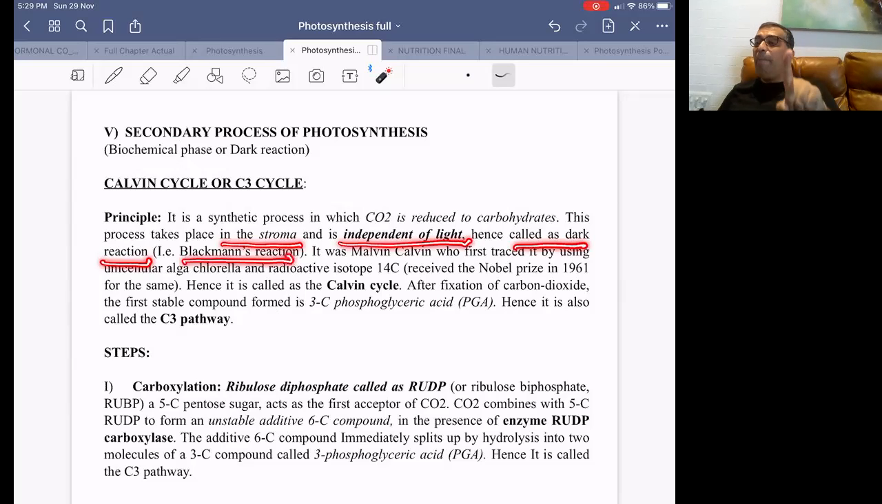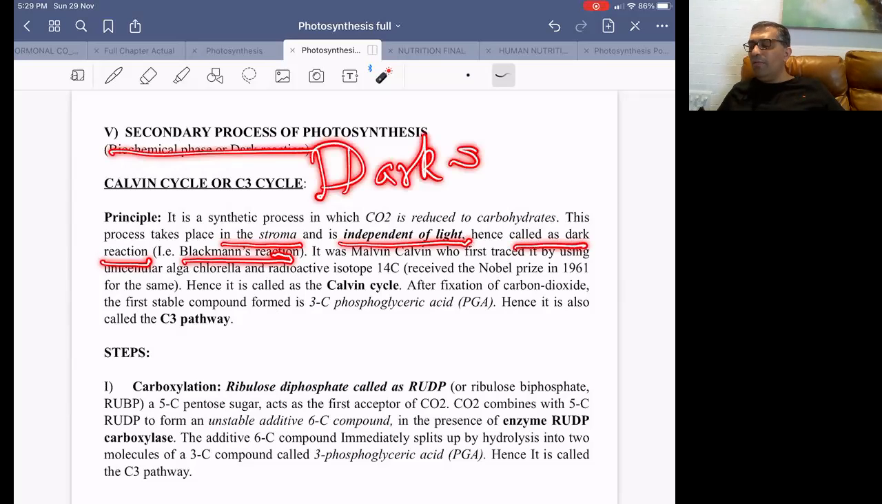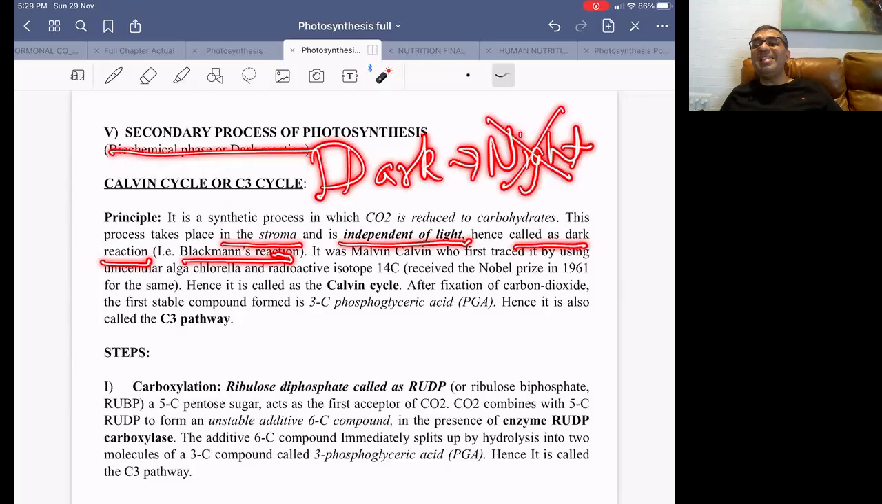It is independent of light, but does it take place in the dark? Does dark reaction take place at night? Will it take place in the night? No, because what is dark reaction actually using? ATP and NADPH2, and they are formed in daytime, and ATP and NADPH2 cannot be stored in the night. So what is formed in the morning cannot be stored until night. It has to be converted into glucose immediately.